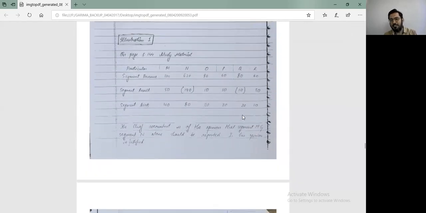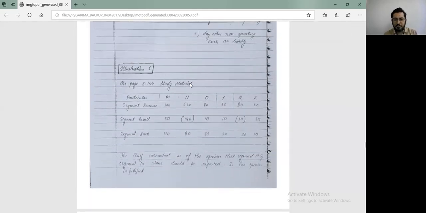Is this opinion justified? So looking at the question, the chief accountant says that only segment M and segment N have to be reported. They are asking you, is this opinion justified or not? Which means we need to find out which are the reportable segments, and then we will compare with the opinion of the chief accountant, and then we have to give our final opinion. Are you getting it? It is a study material question, absolutely simple question, and this question was once asked in the exam. So let's try and solve it. Illustration 1 of your study material.